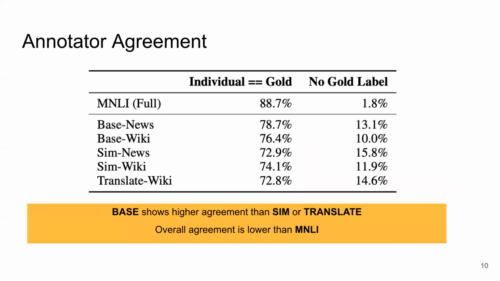We then also check the annotator agreement by measuring how many times individual labels agree with gold labels and the percentage of examples where there is no agreement, or in other words, no gold label. Here we observe that the base protocol shows higher agreement than our new protocols, which suggests that maybe our new protocols yield noisier data than the baseline.